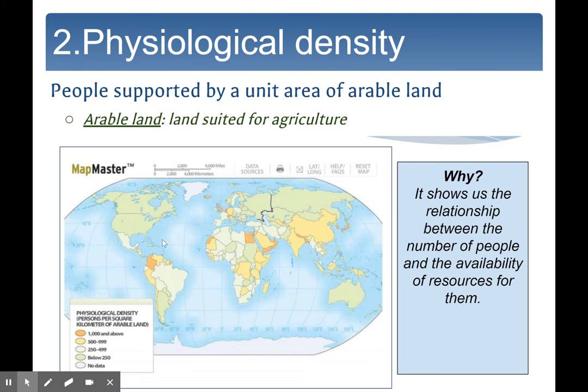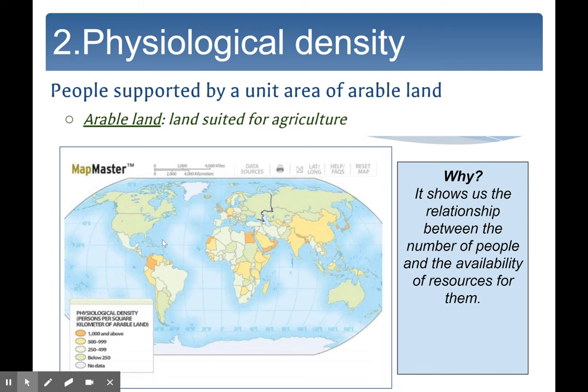The second one we're going to get into is called physiological density. It measures the people who are supported by a unit area of arable land. And arable land, we can kind of call that farmland. Arable land is land suited for agriculture, so land that is capable of growing things in it. It's really important to see on maps when you're looking at population how much arable land or farmable land is there. Can a nation with their growing population sustain itself on the agriculture that they are farming? It's going to be important to look at these numbers.